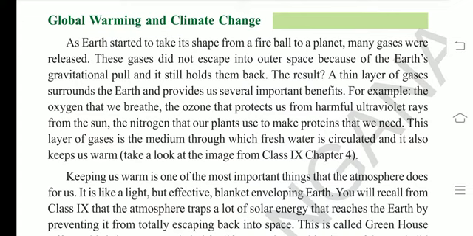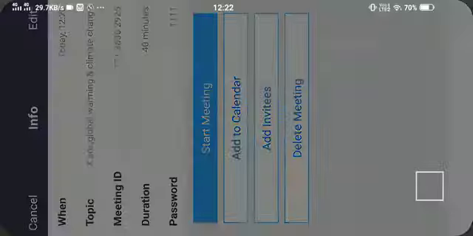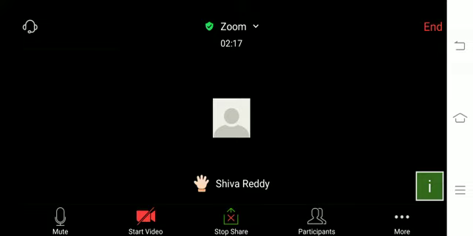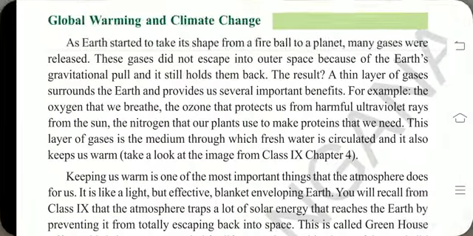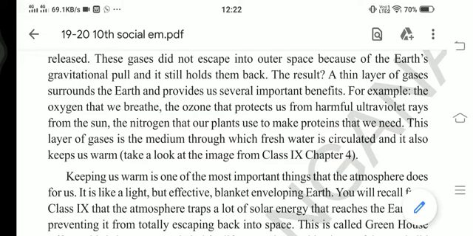Then in that process, many gases were released. These gases did not escape from our Earth. They were at one place only, and they turned into a layer around the earth that we call atmosphere. And this thin layer of atmosphere surrounding the earth gives many benefits to us.